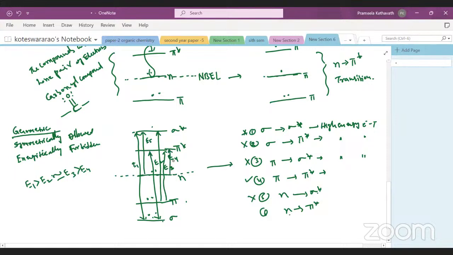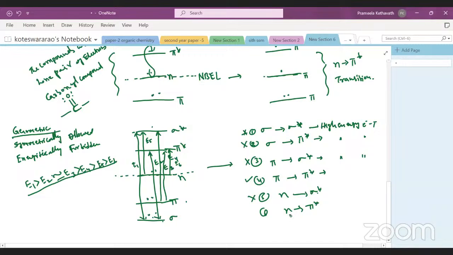N to pi star. Looking at all the arrows, the length of this arrow is very little, but physically, watching the arrow length, the energy is also small. E4 is greater than E5, and E5 is greater than E6. This is the energy order of the transitions.